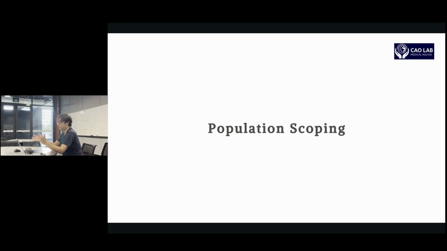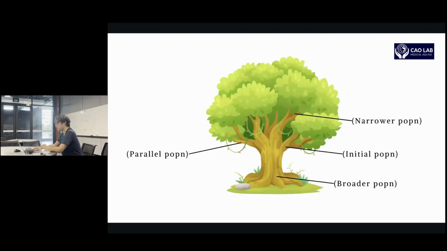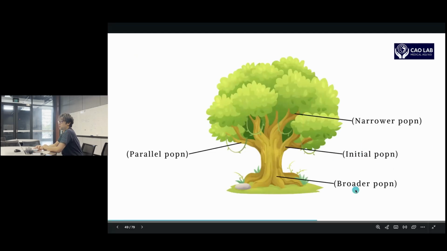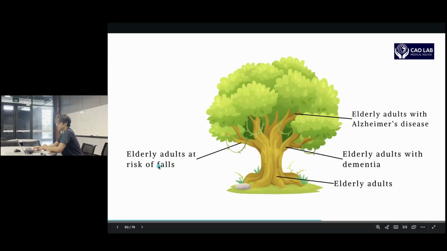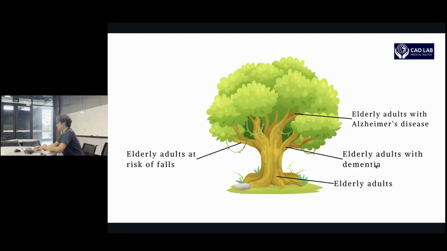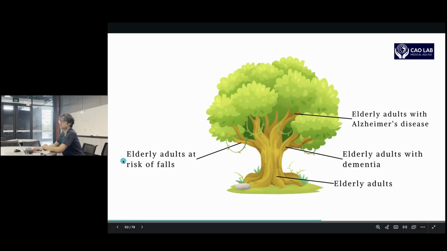Okay, population scoping. Very similarly to problem scoping, you want an initial population, and you want to look at what broader feels like, what narrow feels like, and what the parallel population feels like, right? So, say we have elderly adults with dementia. The broader version would be elderly adults entirely, right? A more specific version would be elderly adults with specifically Alzheimer's disease. And a parallel population would be elderly adults at risk of falls, okay?